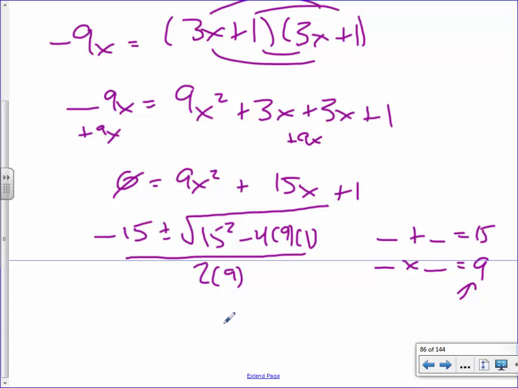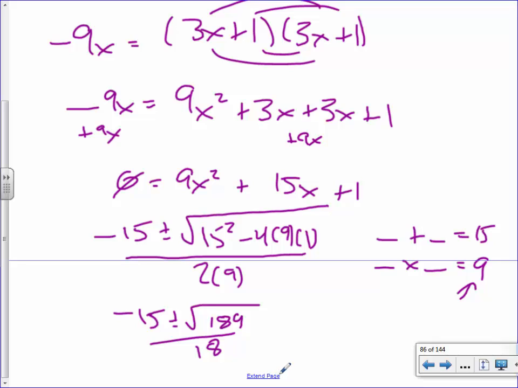Just clean it up a little bit now. It'll be minus 15 plus or minus the square root of a number. Get my calculator. I think it's 225 minus 36. I got 189 under the square root sign. Anybody else get 189? Yeah. And that's all over 18.